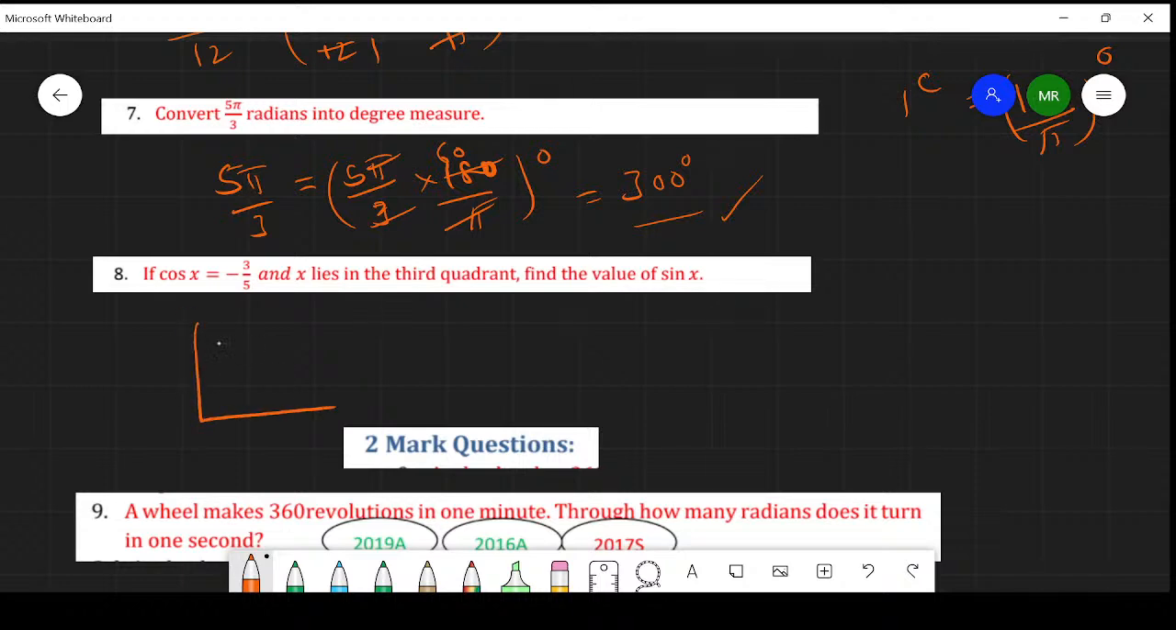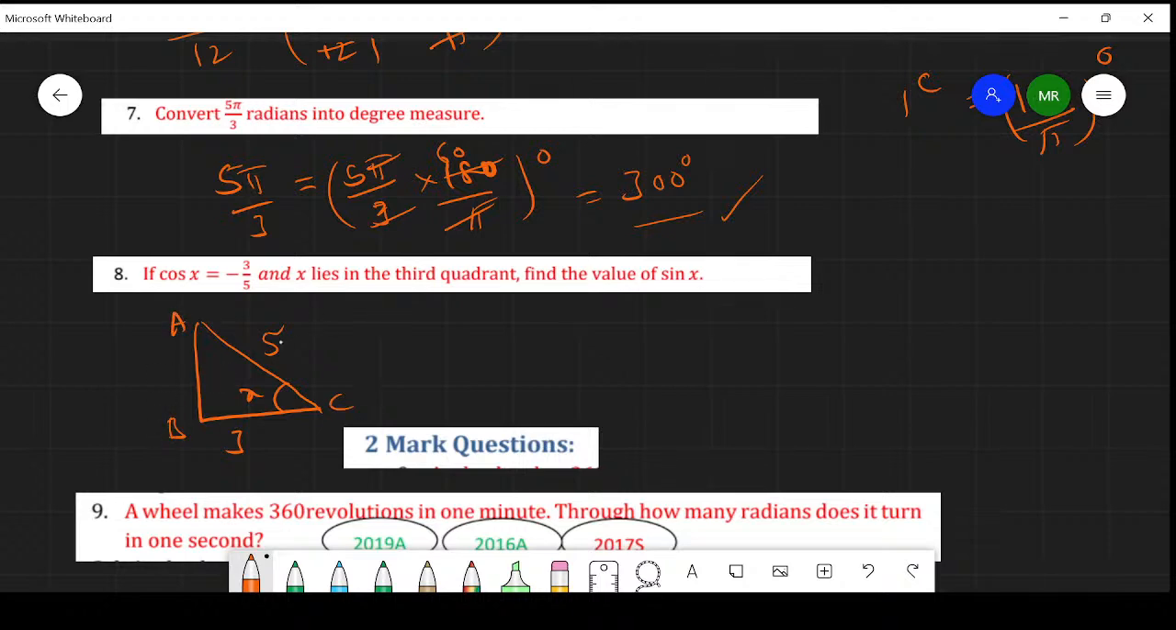So if I use this x, I take a right angle triangle. This side is 3, this is 5. I have taken only the lengths. So this is triangle ABC.